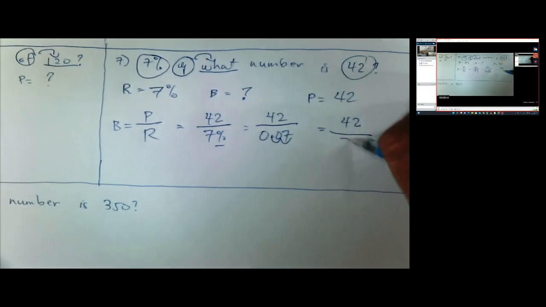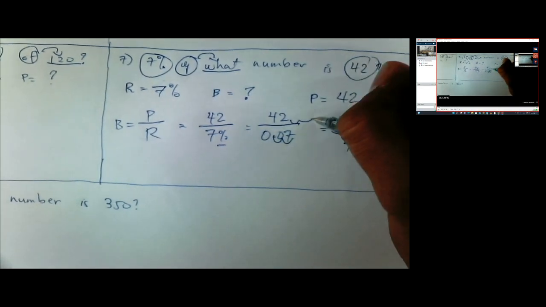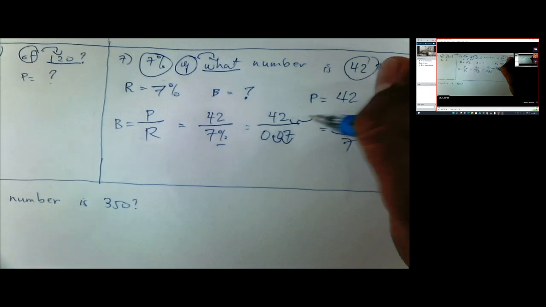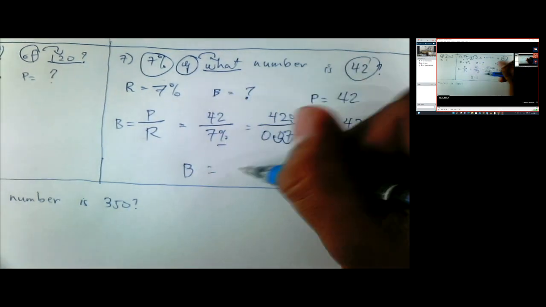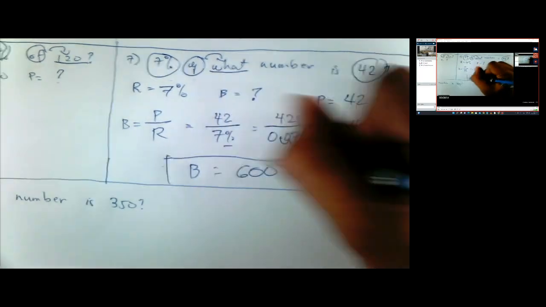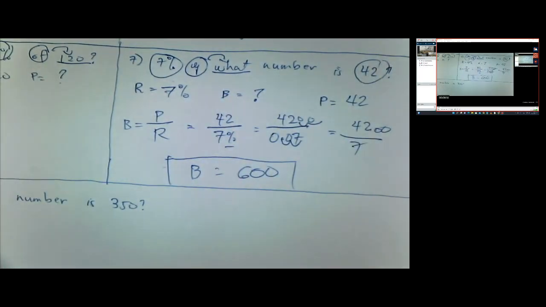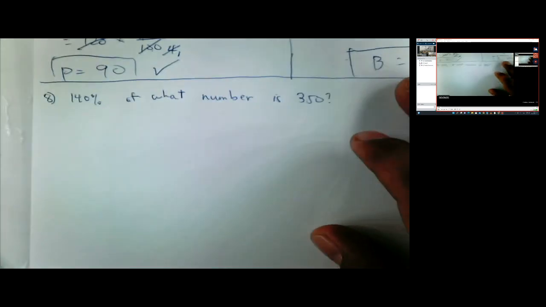And so we will have here 42 over 0.07. So we're going to move the decimal point here as well, 2 decimal places, and you're going to add 0. And so we will have base is equal to 600. That is 4,200 divided by 7. Okay?